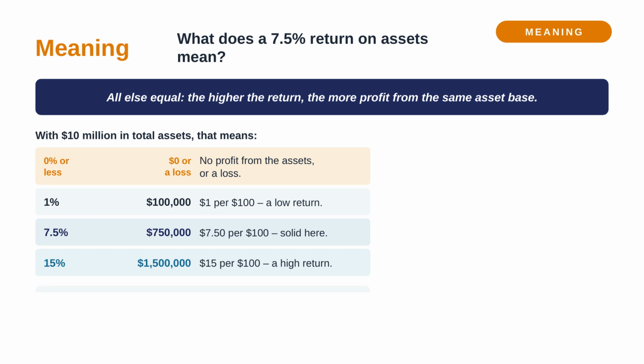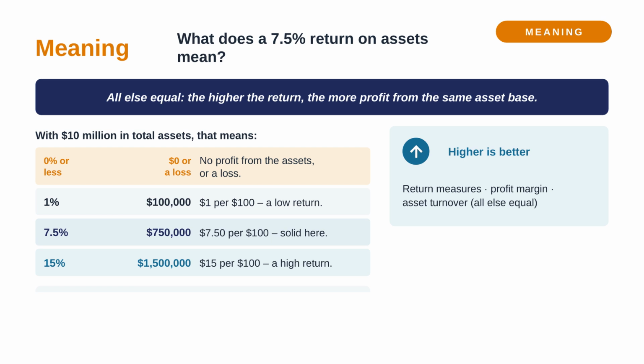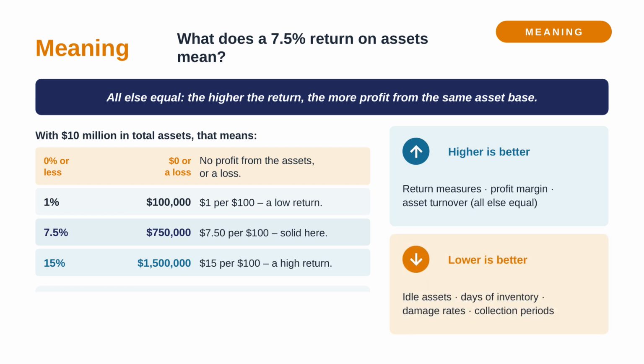The direction of reading is clear. All else equal, a higher return means more profit from the same asset base, but that does not hold for every ratio. Collection periods and claims rates are better when they are low. Whether 7.5 is a good number depends on the minimum return the company requires, which accounts for inflation, for risk, and for what the capital would earn elsewhere. Add the trend across several years and a comparison with similar businesses. For our example, this is a solid result.